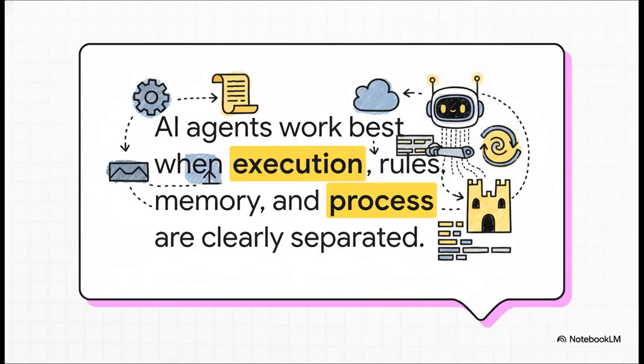So if you take away just one thing from all this, let it be this. Getting amazing results from AI agents isn't about chasing the one single perfect prompt. That's a losing game. It's about building a system. It's about creating an architecture that cleanly separates the AI's main job, which is execution, from the rules, the memory, and the process that guide it. The moment you stop just prompting and start architecting intent, that's when you start getting predictable, reliable, and incredibly powerful results.